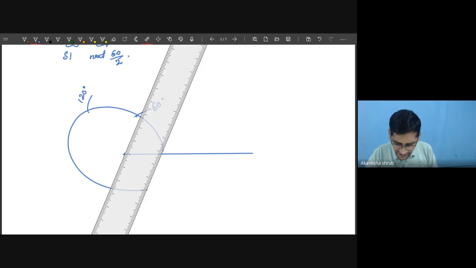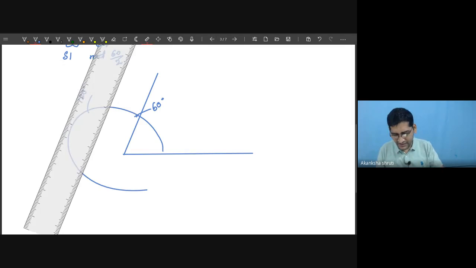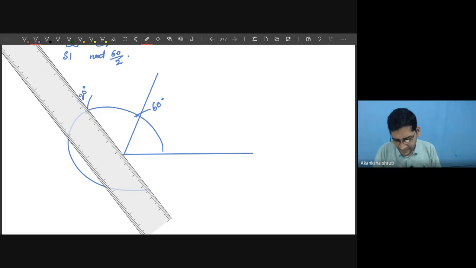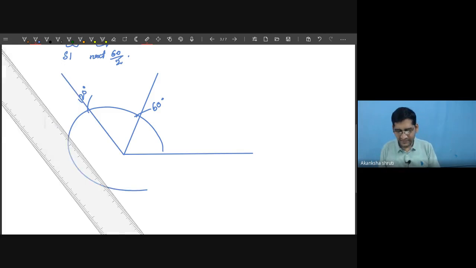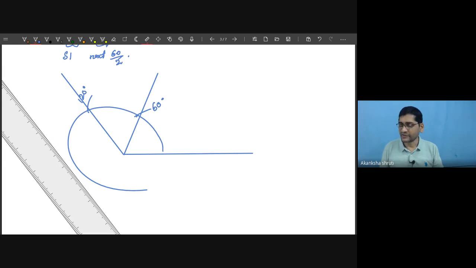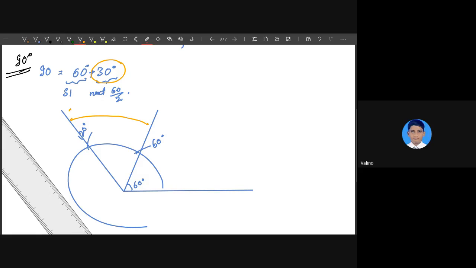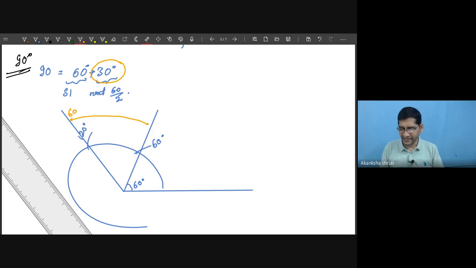So observe carefully. One is this, another angle is this one. This 60 degree is already available with us. Now we want to draw this next 30 degree. For this 30 degree, the angle between these two lines is how much? It is our 60 degree. So it has to be divided. How to divide? By taking an arc.